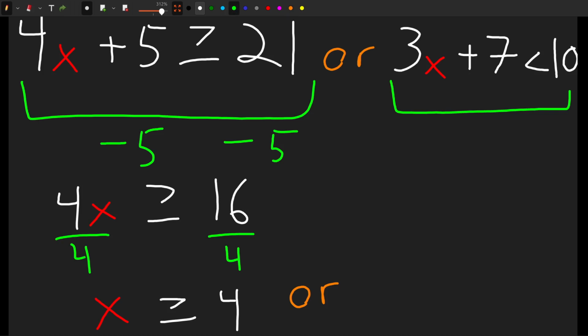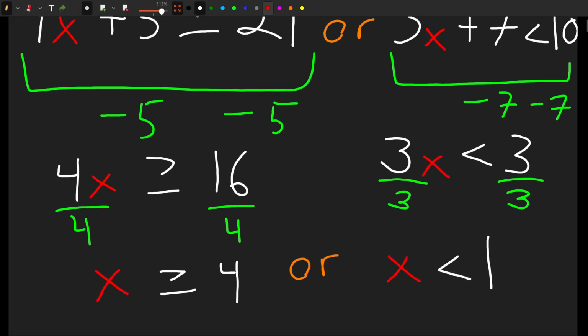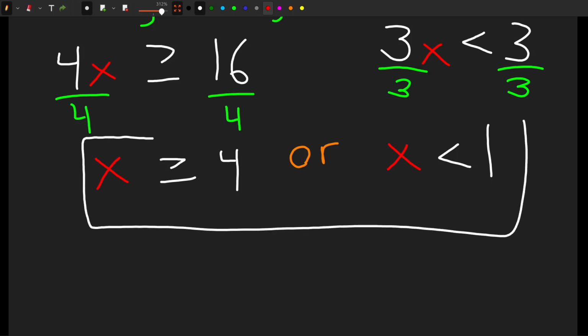So in the other problem, we have 3x plus 7 is less than 10. So I'm going to subtract 7 to both sides. I'm going to get 3x is now less than 3. Divide now both sides by 3. And we are left with x is now less than 1. And so here's a possible solution to our compound inequality, our union inequality.